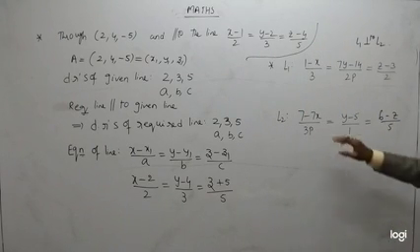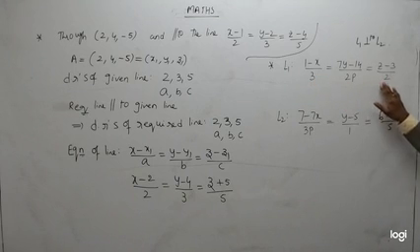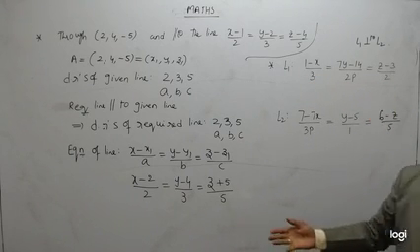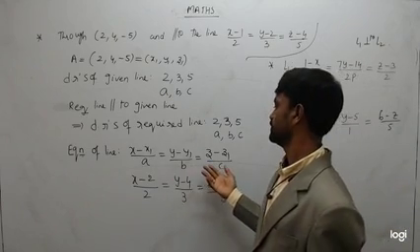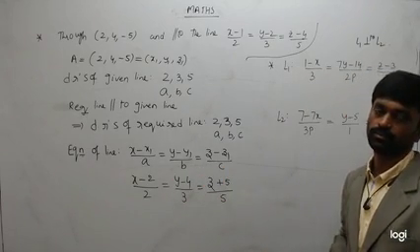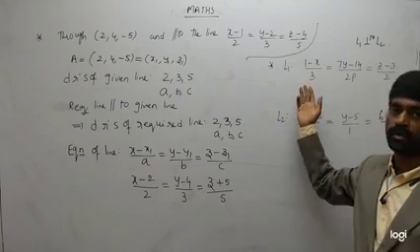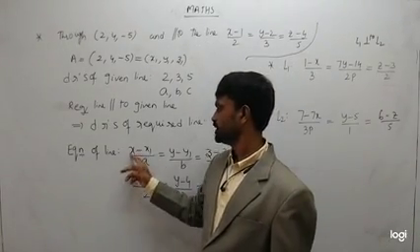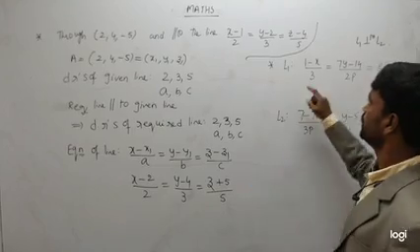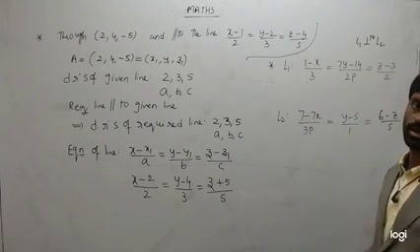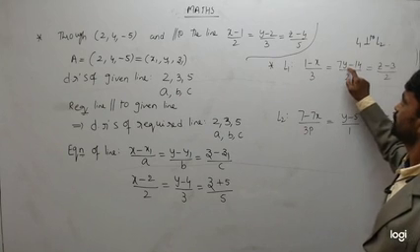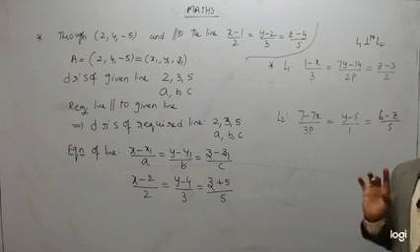So immediately don't take the DRs of the first line as 3, 2p, 2. Check whether it is in this form: (x minus x1) by a, (y minus y1) by b, (z minus z1) by c. It is not directly in that form, because in (x minus x1) by a, what is the x coefficient? 1. But here in (1 minus x) by 3, what is the x coefficient? Minus 1. So first we have to make the x coefficient, here the y coefficient, here the z coefficient as 1.